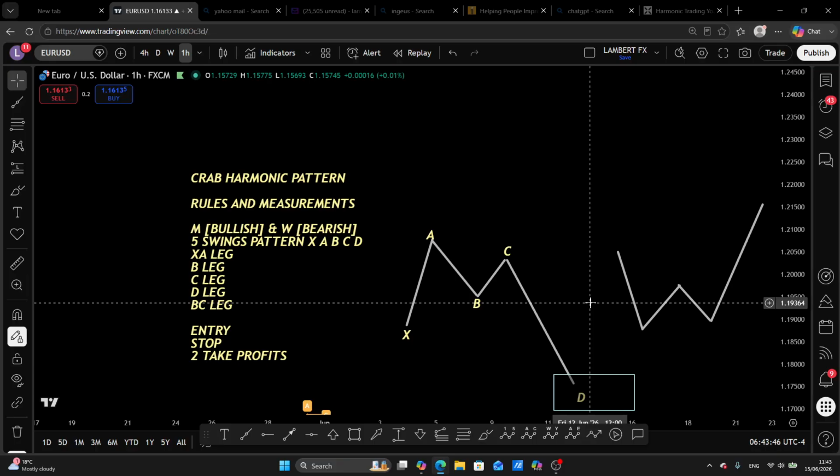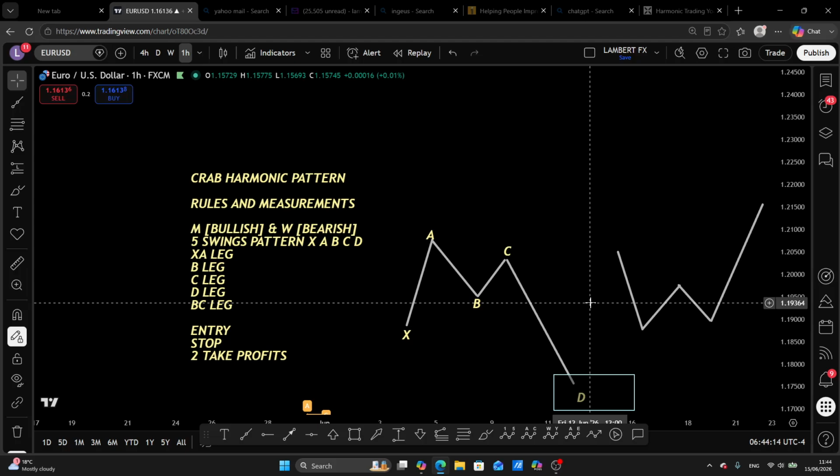Today we're going to take a look at how to identify and trade the crab harmonic pattern. This crab pattern is one of my favorite harmonic patterns to trade because the winning rate is between 95 to 98% if you get the X to A leg correct.